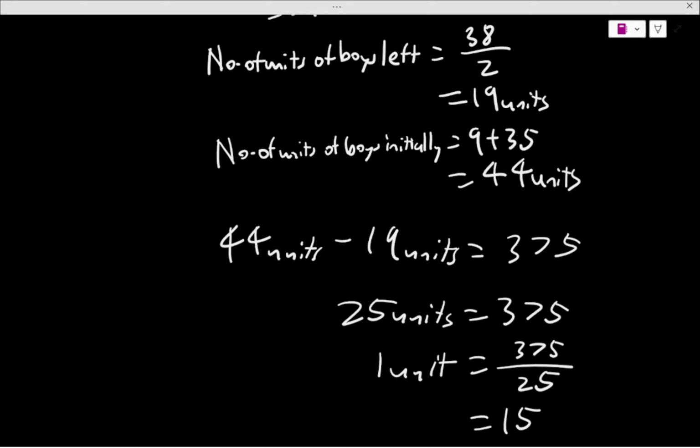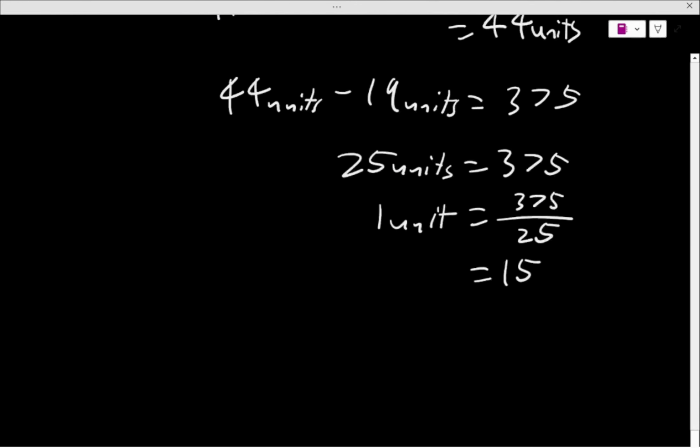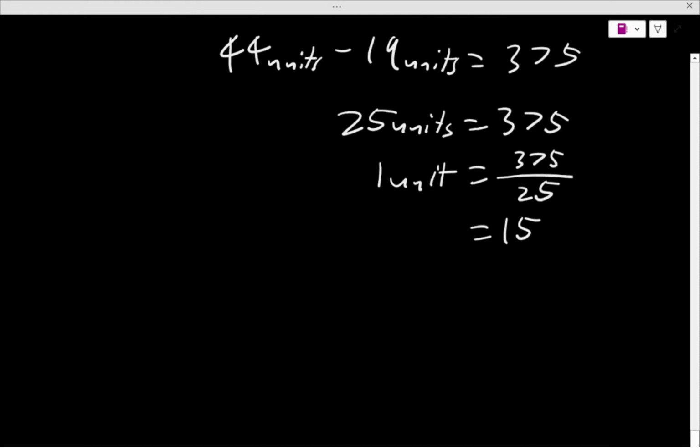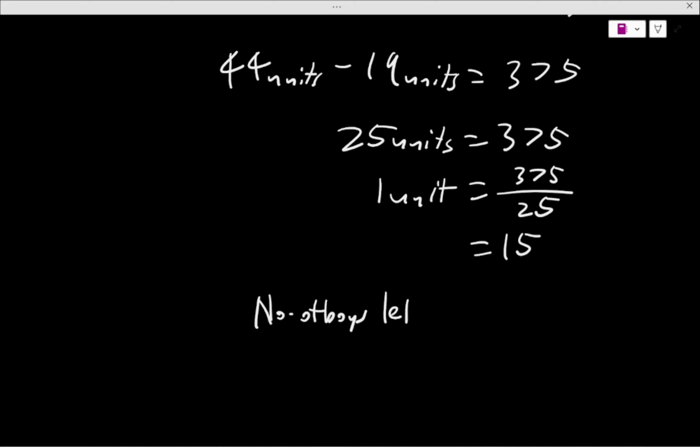So the question asks, how many boys remain in the hall? Well, we know that the number of boys left is 19 units. So all we gotta do is take the number of boys, which is going to be 19 times 15, which is equal to 285. So the number of boys left is going to be 285.